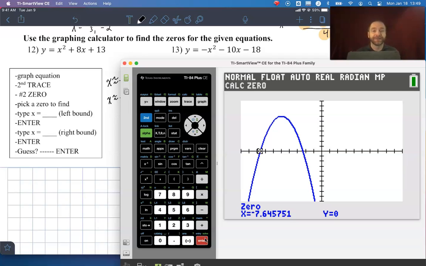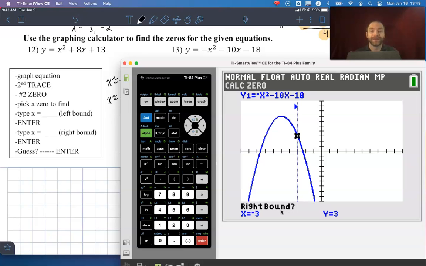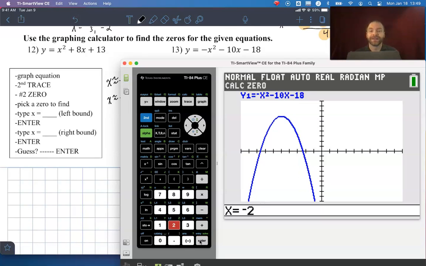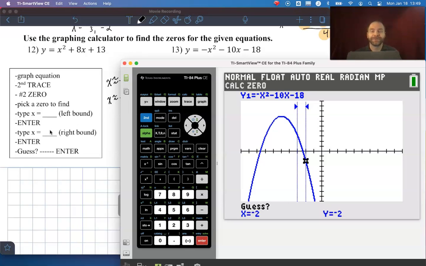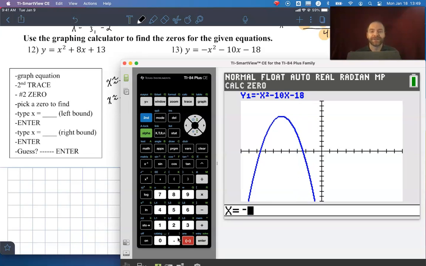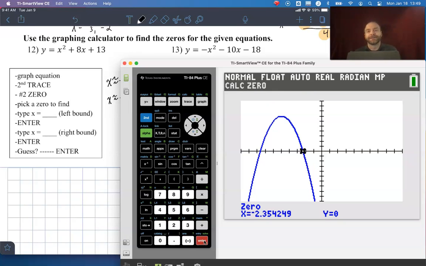Now let's do the next one. Again, it looks like it's between -2 and -3, a little bit closer to -2. So I have my left bound and right bound. I have -3. Right bound now. I'm going to type in -2 and hit enter. And I'm just following these steps. My guess, I'm going to type in -2.5 and hit enter. Well, it looks like I was wrong. If I were to round to the tenths, it would be approximately -2.4. So close. But that's really what it is every single time.